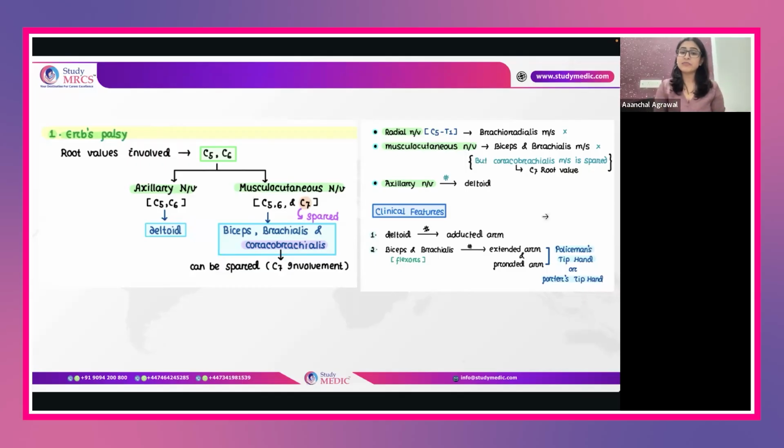Then the third finding: what happens if the radial nerve is injured? The extension at the wrist joint won't be there, so the resulting finding is flexion. So how will the final hand position be? Adducted, extended at the elbow joint, pronated, and there will be flexion at the wrist joint. Okay, so this is your policeman's tip deformity, or you can also call this porter's tip hand. Very easily, you first see what the nerve is doing, and if it is injured, what will be the resulting finding: adducted, extended, pronated, and flexion at the wrist joint.